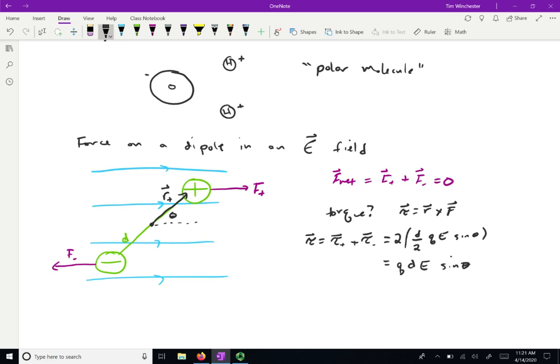So all it depends on is how big those two charges are, and the distance between them, and the electric field, of course, and the orientation. So it's helpful to define a new quantity, P, which is Q times D, where D goes from the negative charge to the positive charge. That just gives us an arrow that represents the direction of the dipole. So in this case, D looks like this. And P is the electric dipole moment.